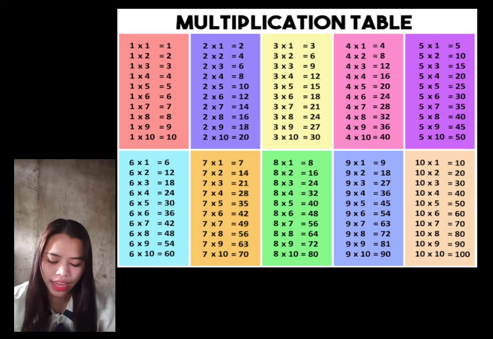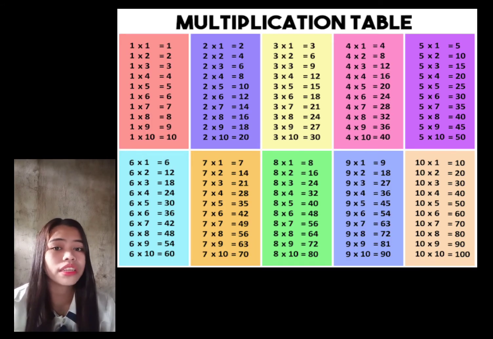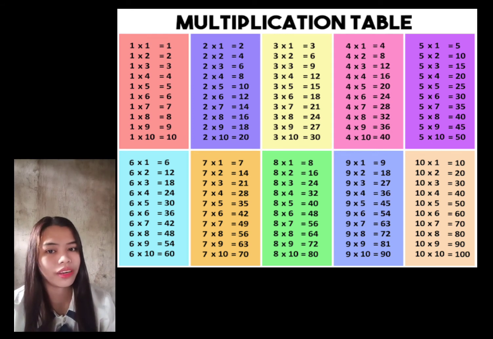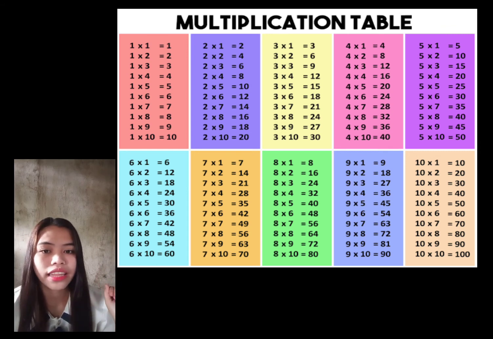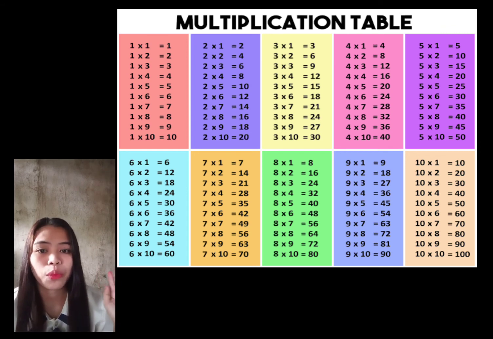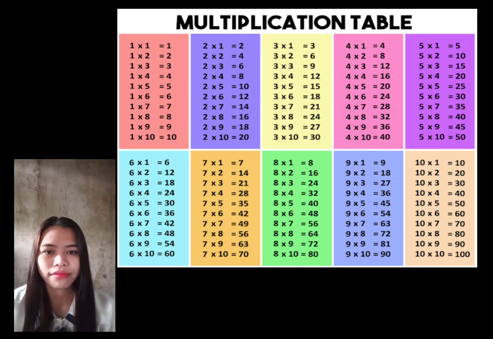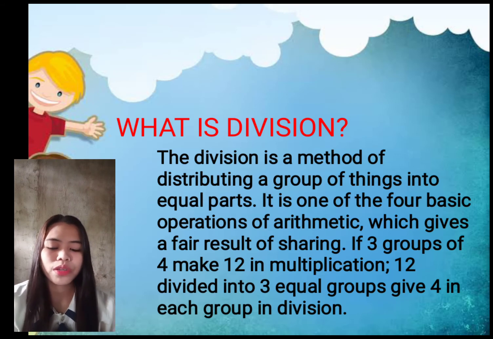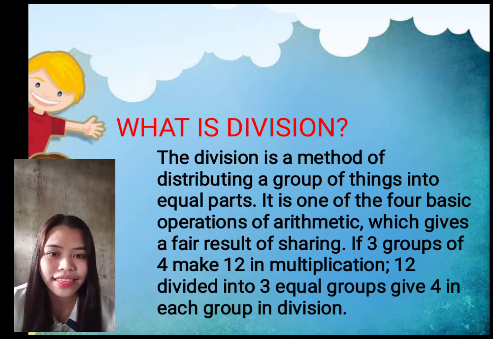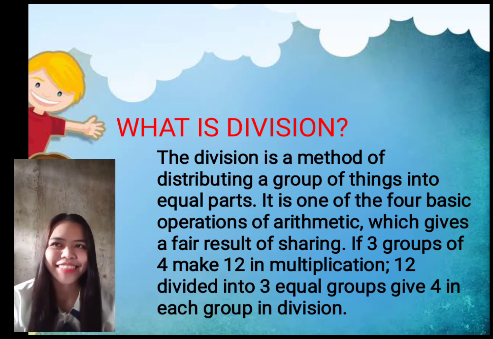So, here is the multiplication table. You can see all the numbers which are multiplied, 1 to 10 multiplication. And now we will proceed to what is division.